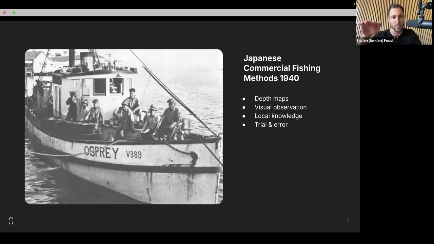They would look at bubbles on the surface of the water or look at birds diving down, and that would indicate to them that there's probably some fish there. They'd use local knowledge and trial and error to figure out where they need to fish.